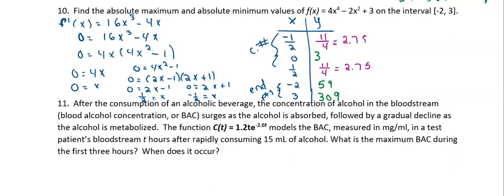So now we can figure this out. We can look at what we have and we can decipher. I think 309 wins. So that's going to be our absolute max. It's an endpoint, but that's okay. An endpoint can be an absolute max or an absolute min.